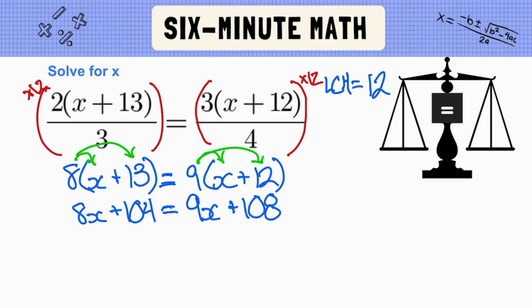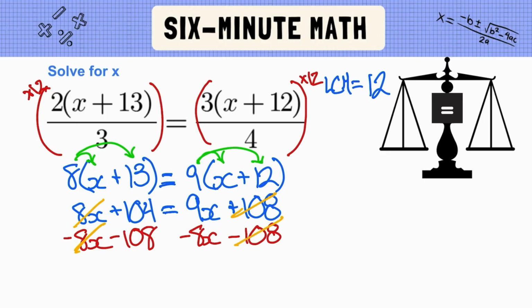I'm going to move my variables to the right-hand side and my constants to the left-hand side. So let's do that in one step like the previous example. We're going to subtract 8x from both sides. What that has done is it has canceled off my x's on the left. So now I'm going to subtract 108 on both sides, and that will cancel off my numbers on the right.